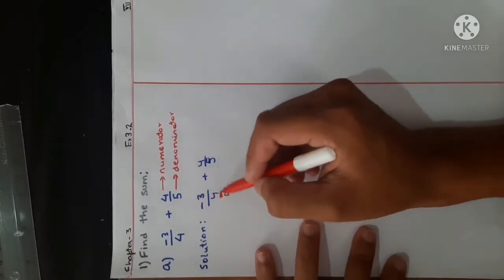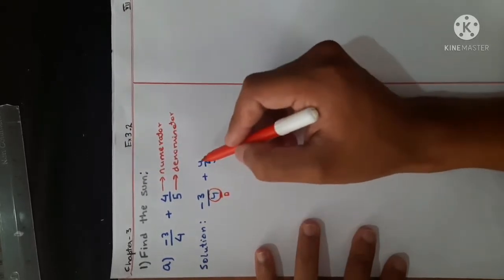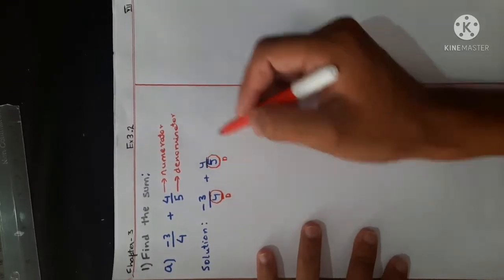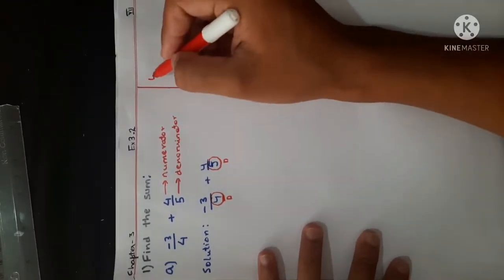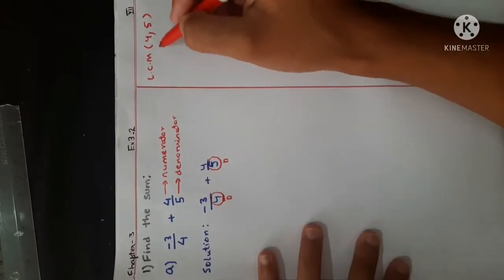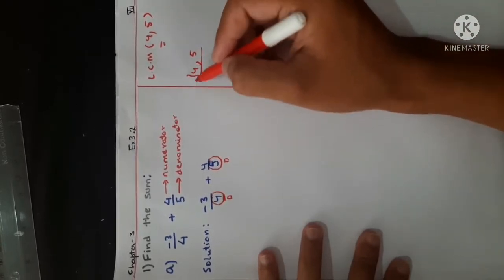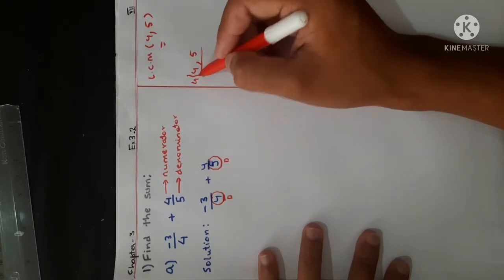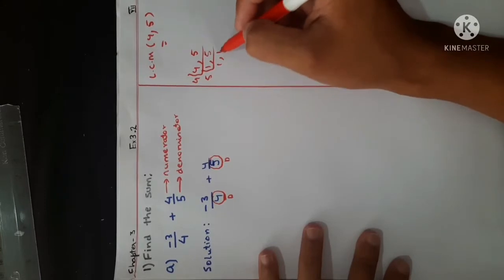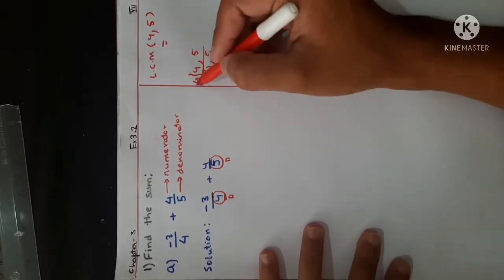So for minus 3 by 4, the denominator is 4. And for 4 by 5, the denominator is 5. So we find the LCM of 4 and 5. LCM of 4 and 5 will be equal to, let me find it, 4, 5. Let me go by 4 directly. 4, 1 are 4, 4, 5, then 5, 1, 5, 1. So hence we got the LCM will be equal to 4 multiply 5.